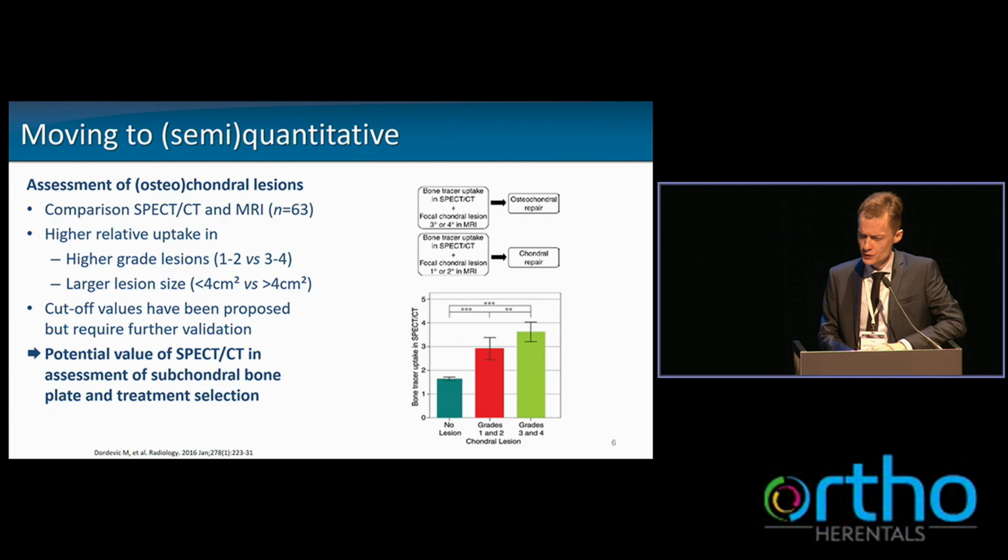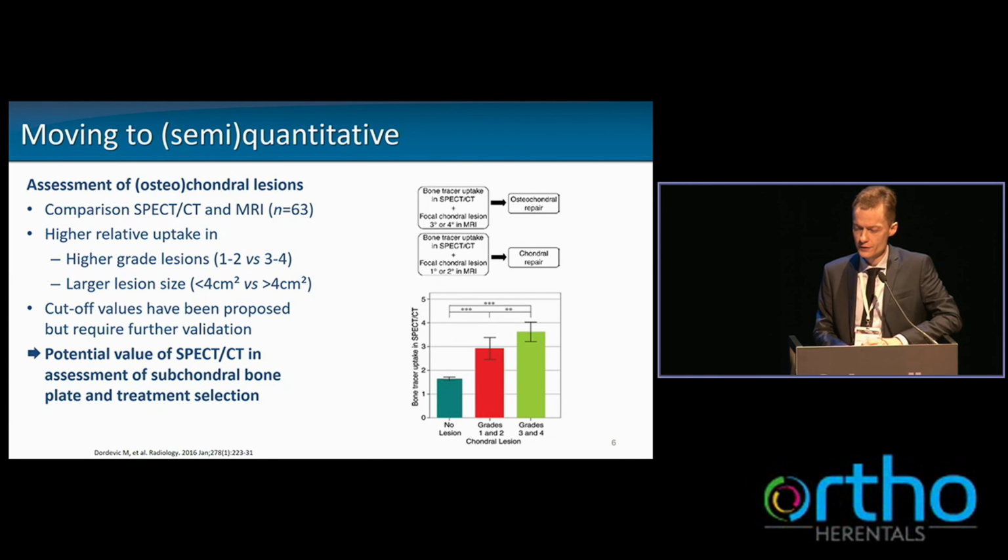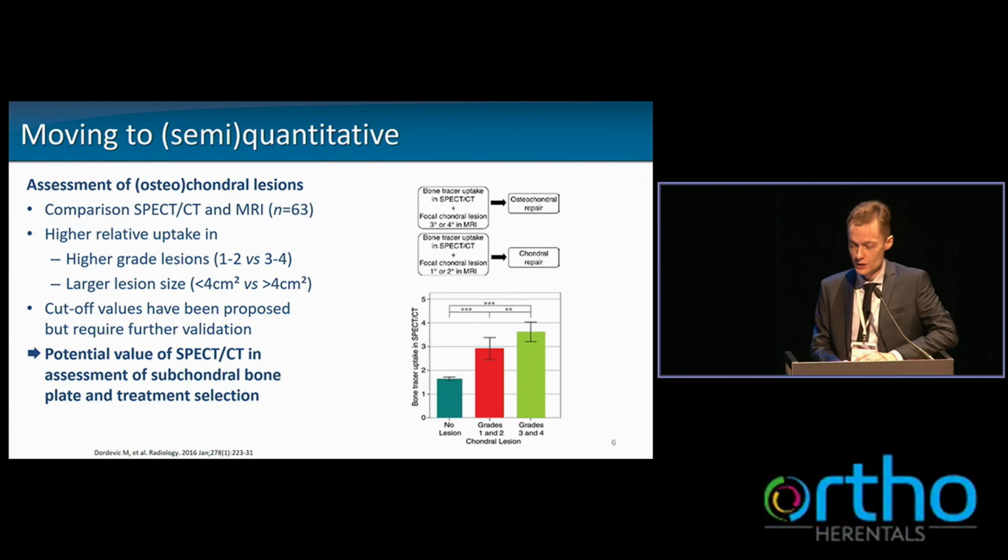So in this paper, which looked at the assessment of osteochondral lesions and compared SPECT-CT with MRI, it was done in a semi-quantitative fashion, so ratios were calculated and higher relative uptake was seen in high-grade lesions and larger size lesions. Cutoffs were suggested in this paper, but I did not put them on the slide because that will require further validation before we can use them. But the authors did suggest that it did help them in stratifying their patients, complementary with the information from MRI, towards just an osteochondral repair or a chondral repair.